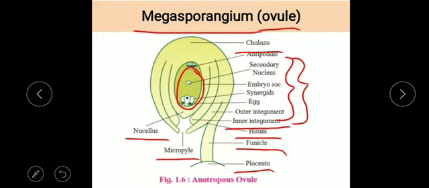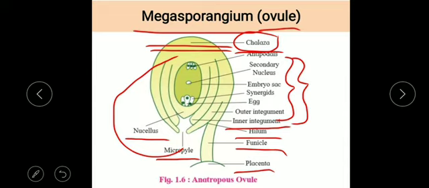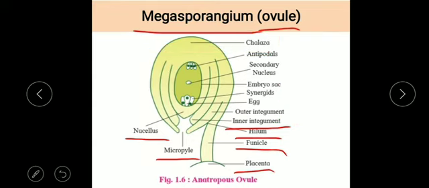Just inner to this integument you can see this entire part called the nucellus. The nucellus is the central part in which the embryo sac is present, and the nucellus is also parenchymatous in nature, which provides nutrients to the developing embryo sac. Next part is the chalaza. It is a portion which is always present opposite to the micropyle. See, this is the micropyle, and just opposite you can see the chalaza. So those are the different parts present in the ovule.